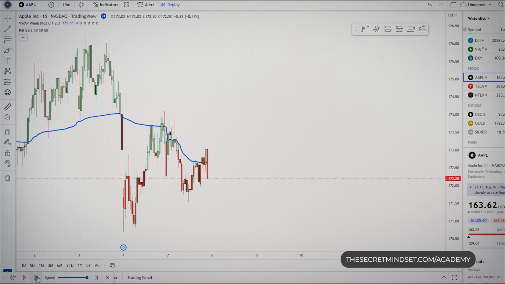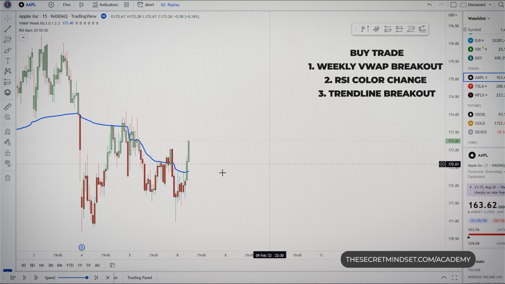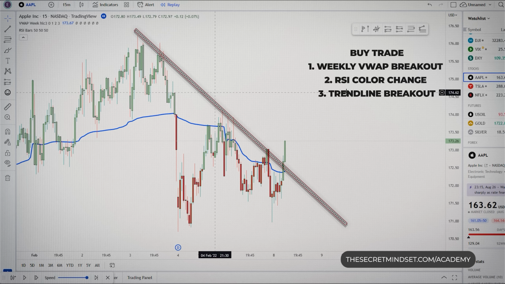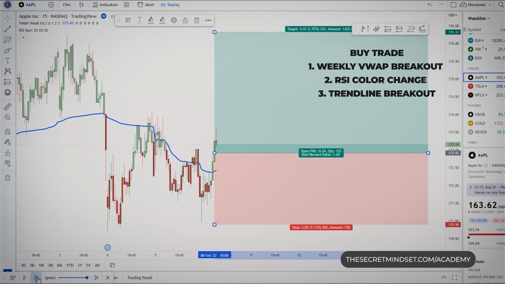Things are easy when market is trending and has momentum. Look at this weekly breakout trade right here. RSI candles changed color right at the breakout moment. The price action trigger was this trendline breakout.